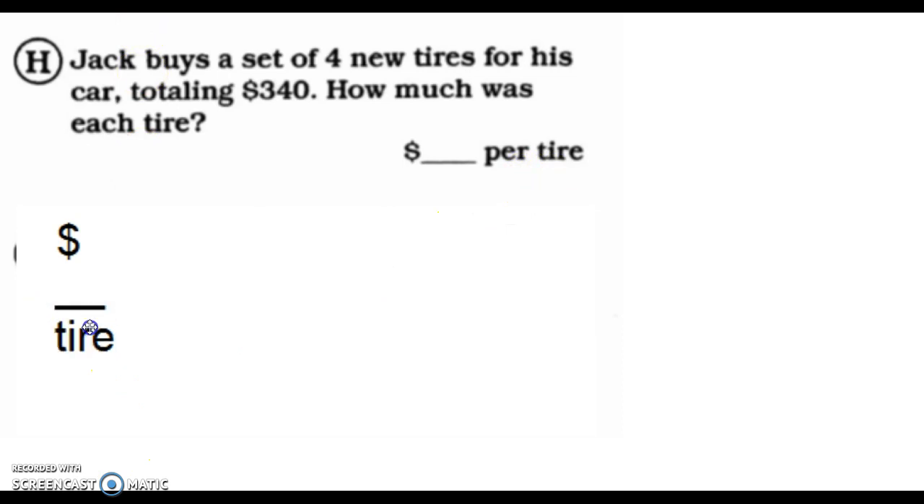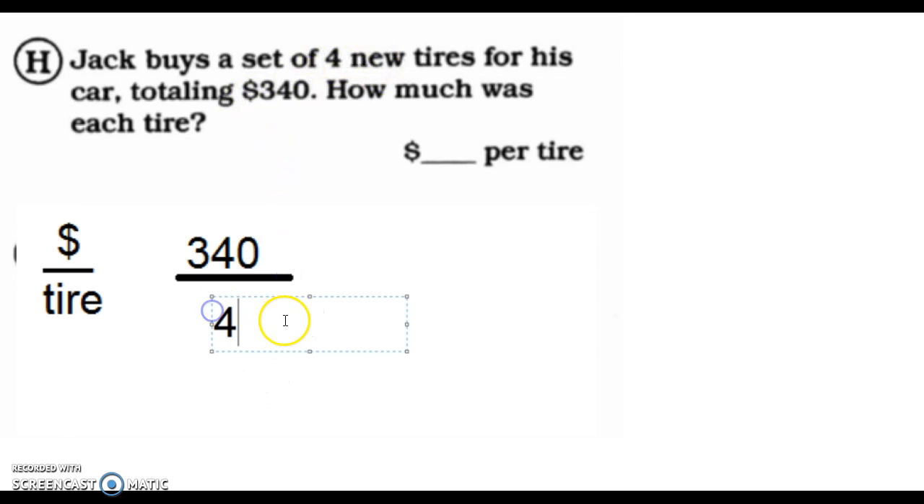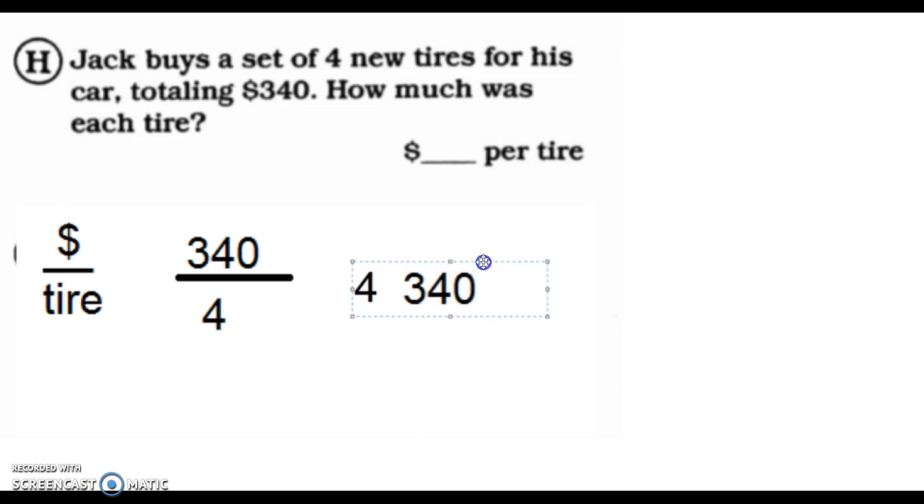So let's look at our sentence and see what it says. It says $340, so we're gonna label that and put that up here. 340 over, and then how many tires? 4, right? That's how much you spent for each tire. So then all we have to do is divide 340 by 4. So 340 will go inside the house, 4 will go outside your division house.